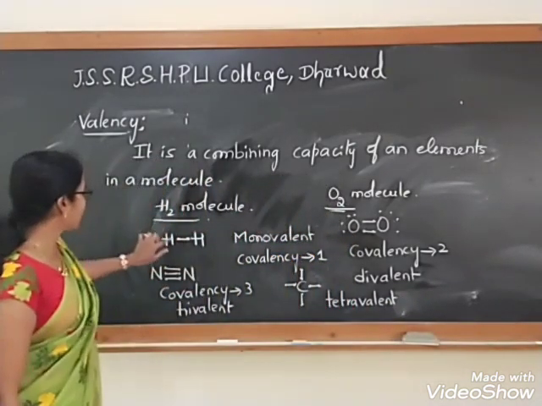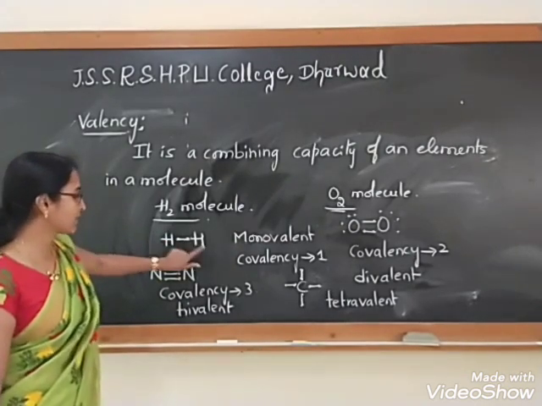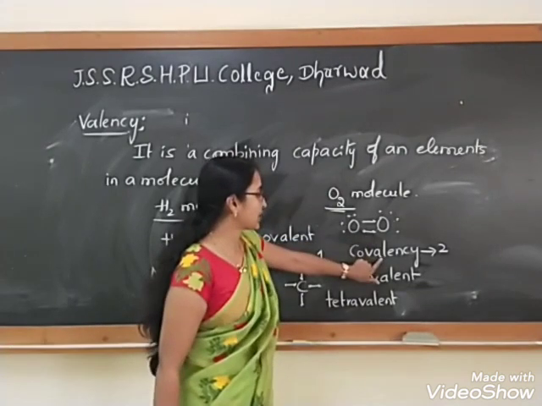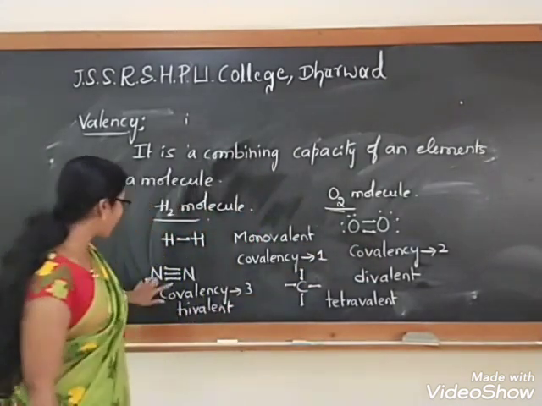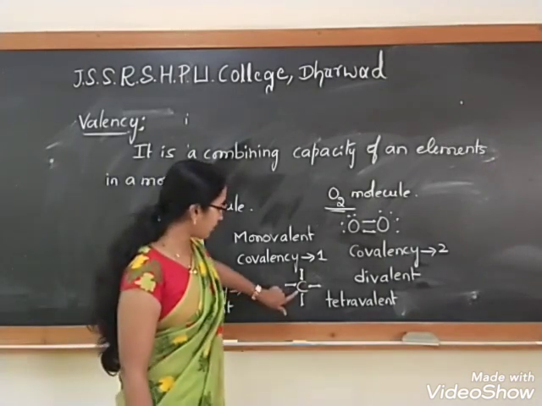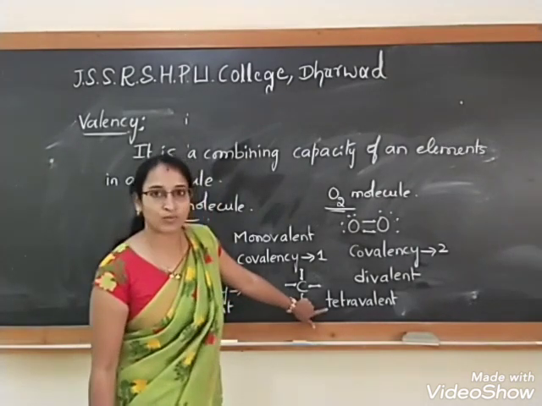So here the combining capacity is 1, so hence it is known as monovalent. Here the combining capacity is 2, so that's why the covalency is 2. Here the combining capacity is 3, so hence it is having a covalency of 3. Here the combining capacity is 4, so that's why it is known as tetravalent.